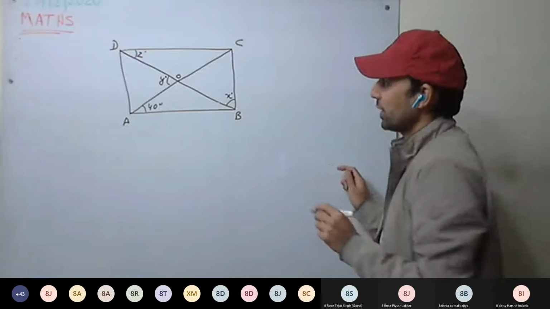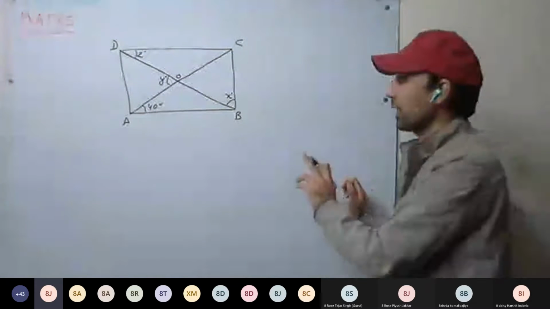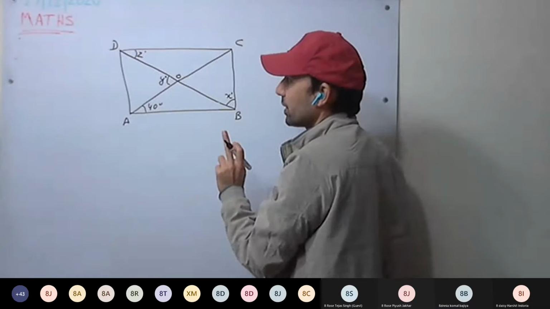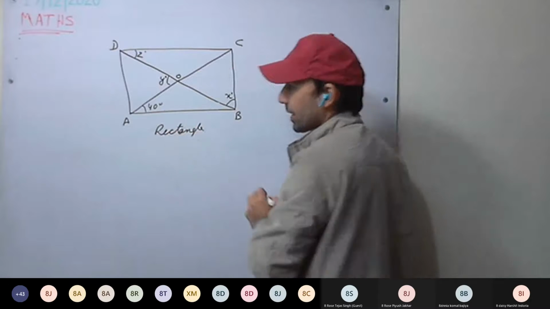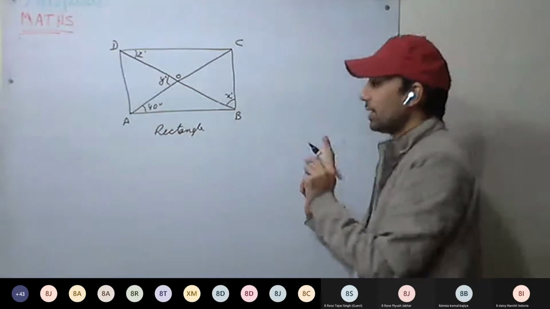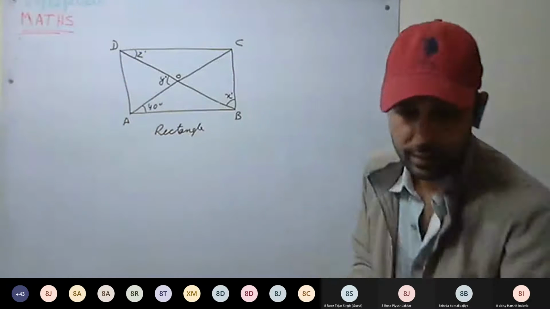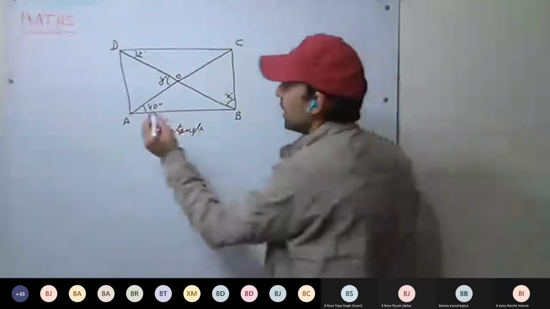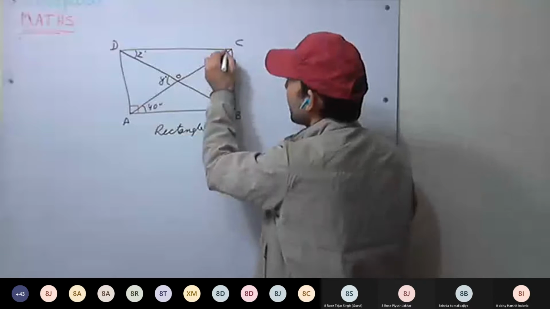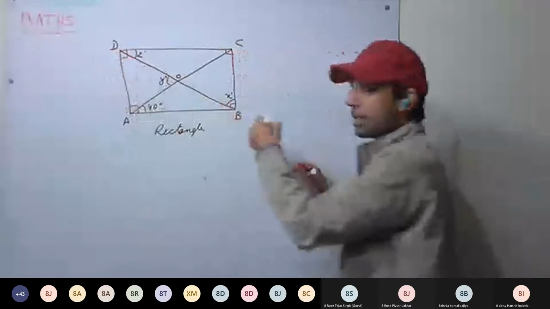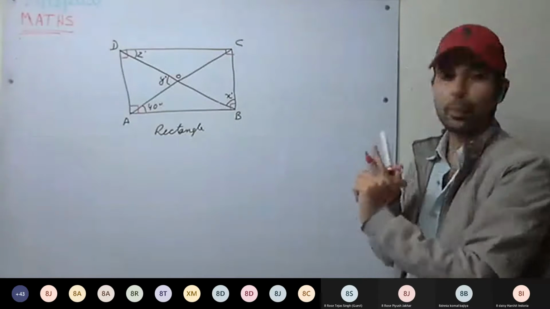So properties of a rectangle, what are they? Opposite sides are equal and parallel. It is not a square, it is a rectangle. And see here, adjacent sides meet at a right angle. So this is 90 degrees, this angle 90 degree, 90 degree, 90 degree. Diagonals are equal, and they bisect each other.